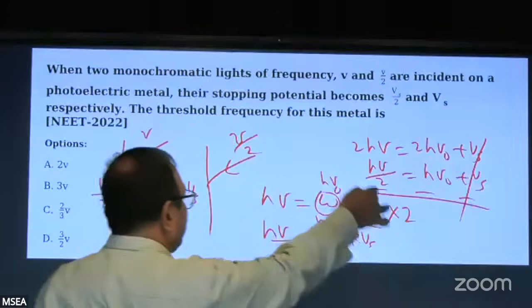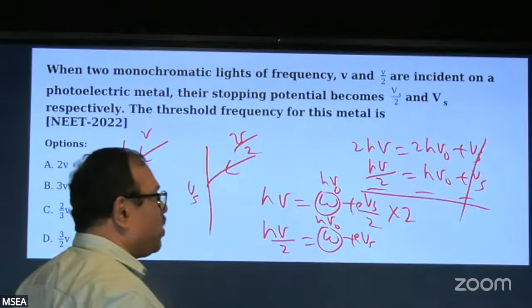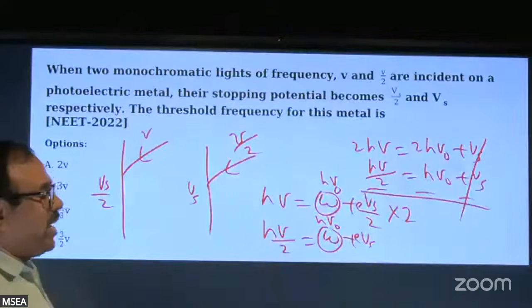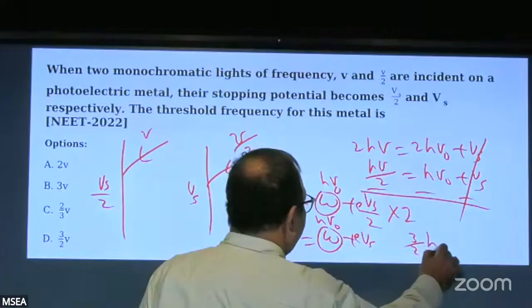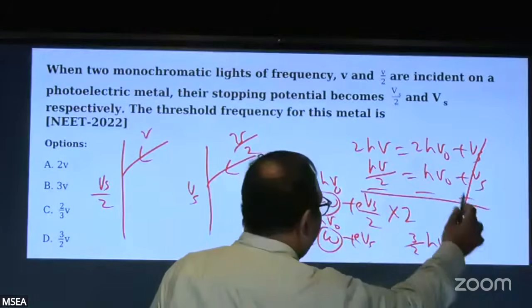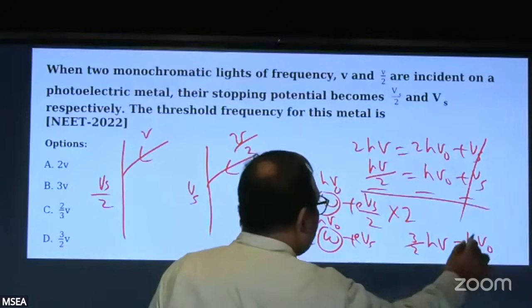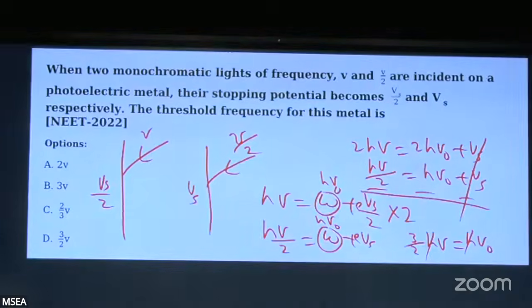Just solve this one, you can get 2 minus 1 by 2, which becomes 3 by 2. So 3 by 2 hν should be equal to hν₀, then h gets cancelled, and we can write it as the threshold frequency. Understood? Yes, we move on to the next one.